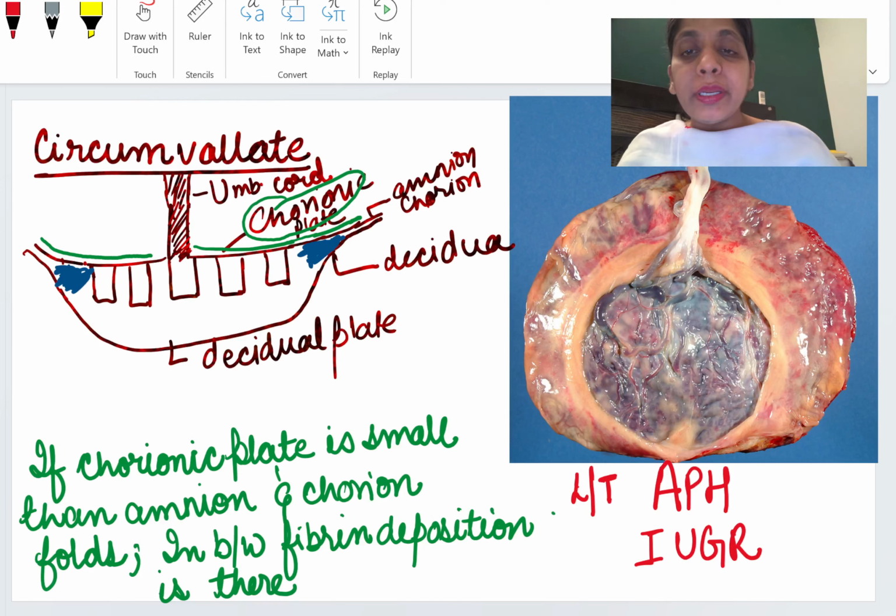A green color line is there, and a blue and a brown color line is below it in the chorionic plate. See, this is the amnion, and this brown color line is the chorion. Okay, and when these are coming, this lower one is the decidual plate.